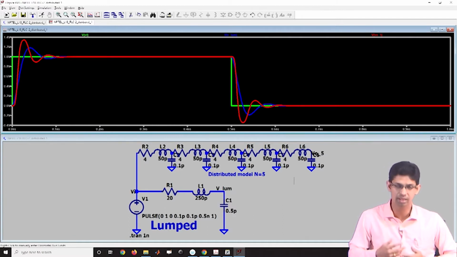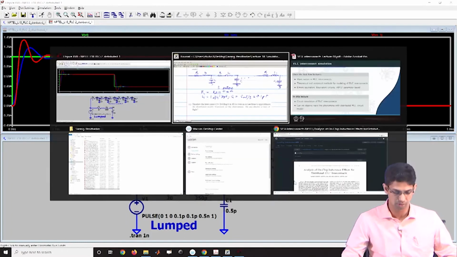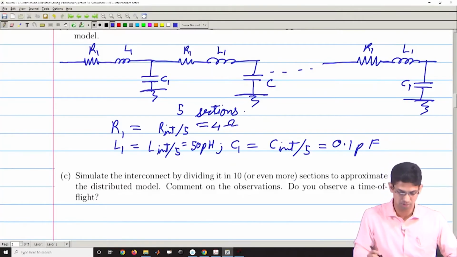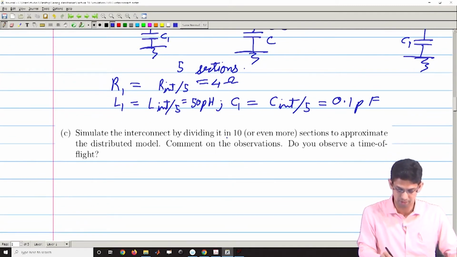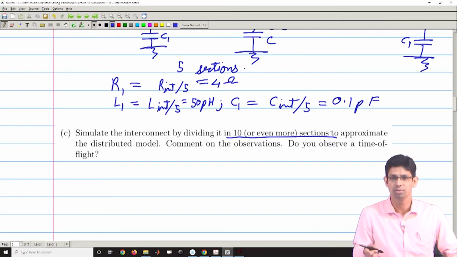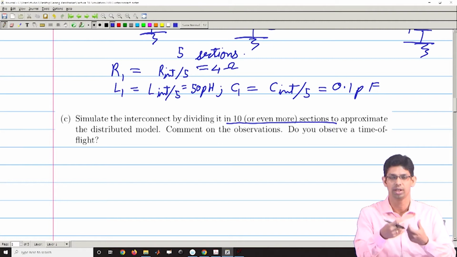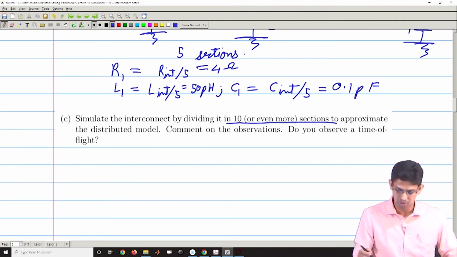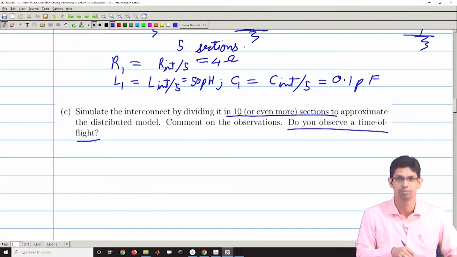But to validate that, let us increase the number of segments from 5 to 10. So, let us come to part C, where we want to simulate the interconnect by dividing it into 10 sections. Here I will be using 10 sections, but if your processor and your simulator allow it, you can test it by breaking it into even more, like 20 segments also, right. And then we will see how this reflects in the time of flight also.